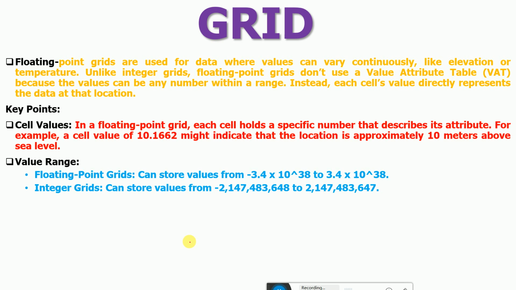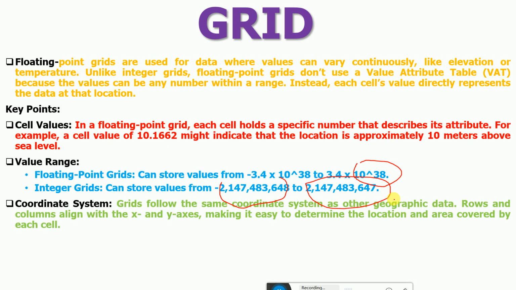Value range: floating point grids can store values up to 10 to the power 8, and integer grids store from this to this. This is the limitation of your pixels, but this is a huge number, you cannot exceed this.